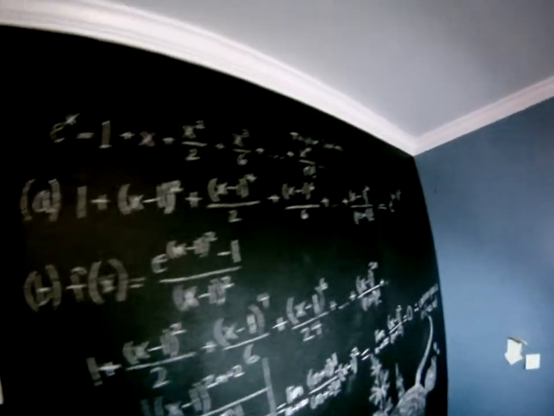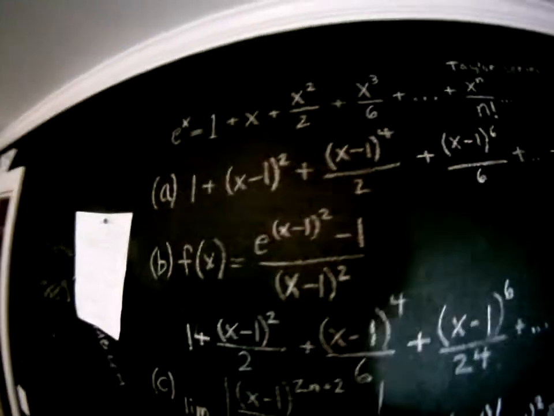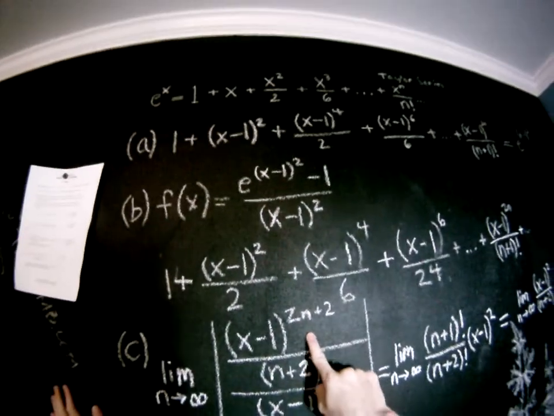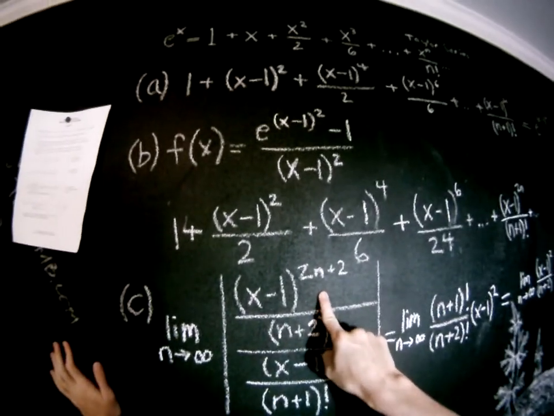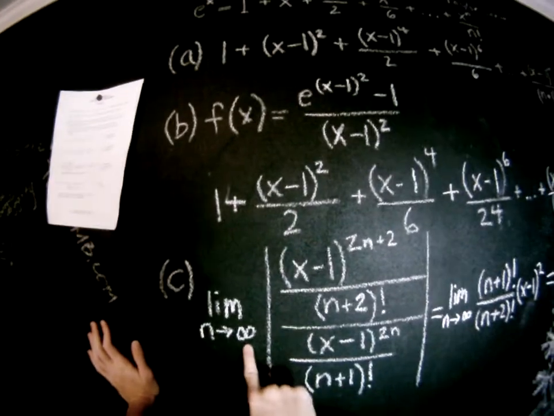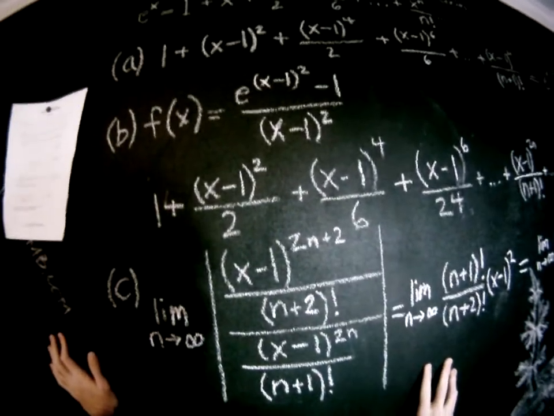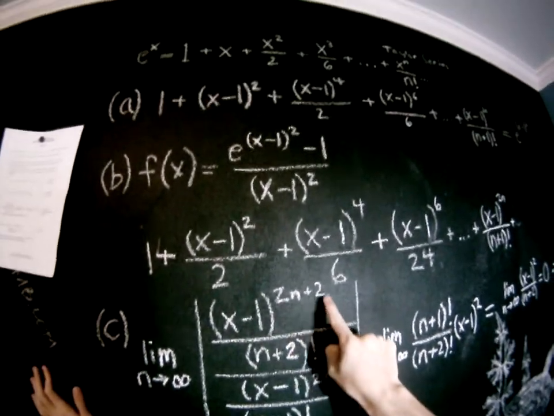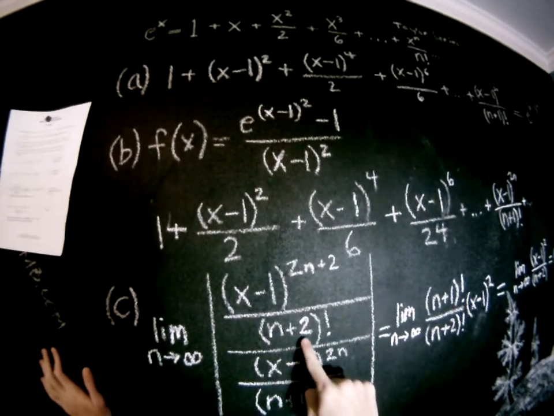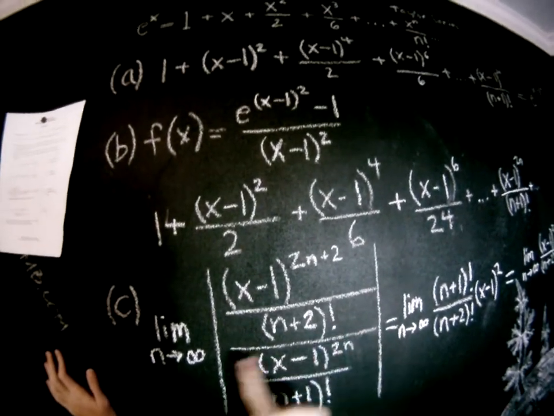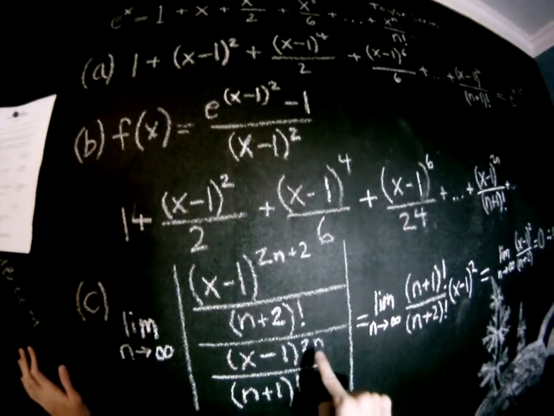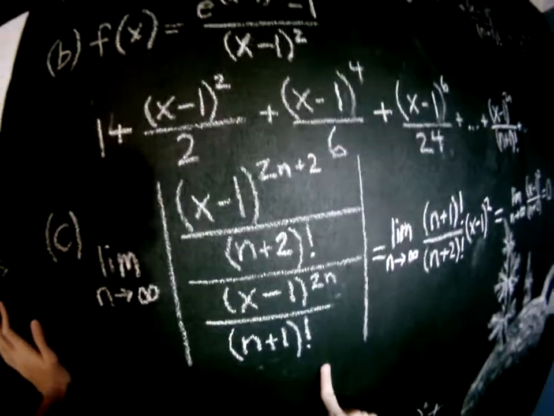Part C says to use the ratio test to find the interval of convergence for the Taylor series found in Part B. So we take this general term and plug in n plus 1 for every n. It's the limit as n goes to infinity, absolute value, of (x-1) to the 2n plus 2 over (n+2) factorial, all over (x-1) to the 2n over (n+1) factorial.